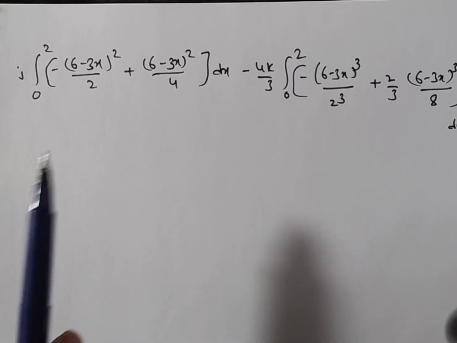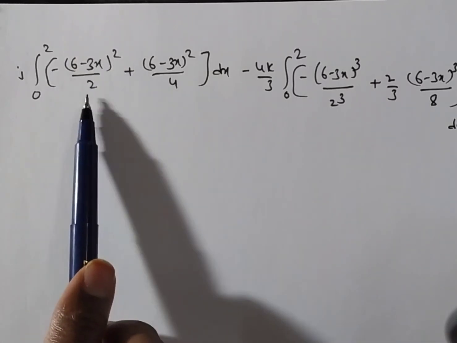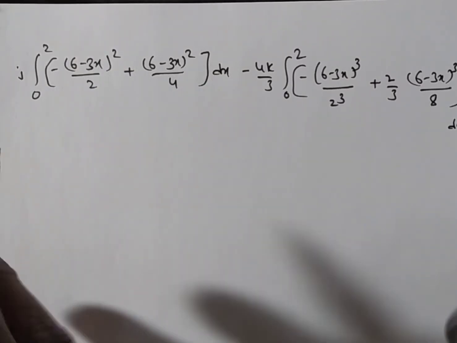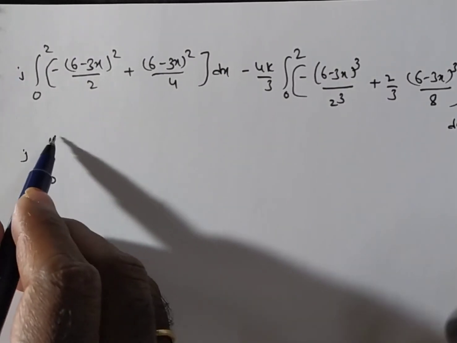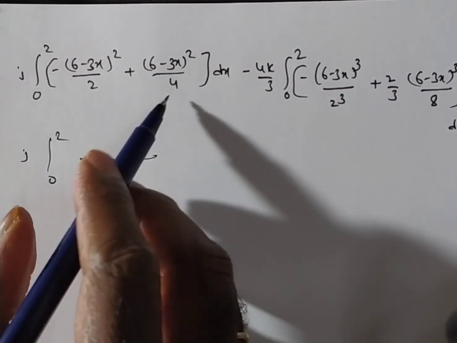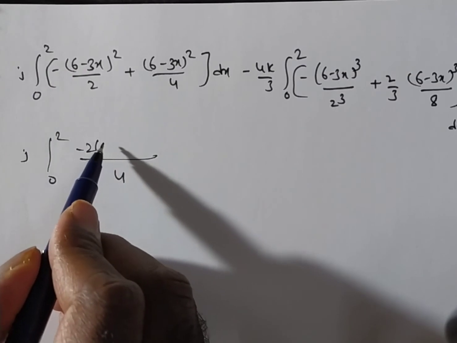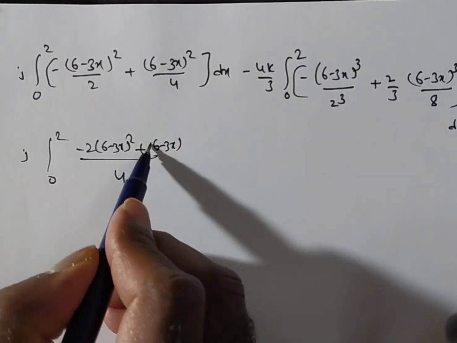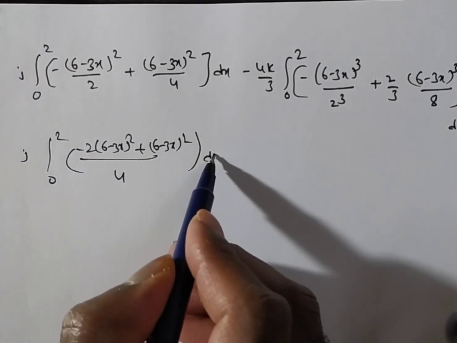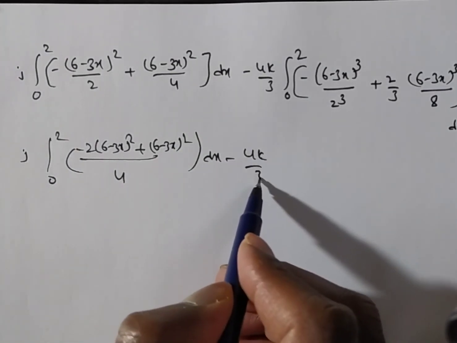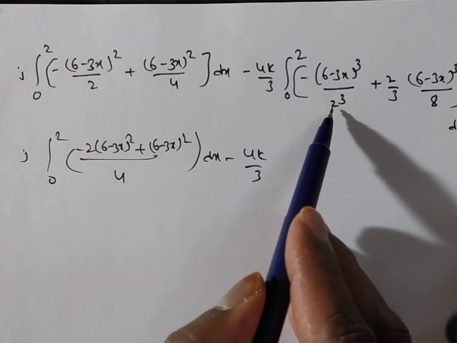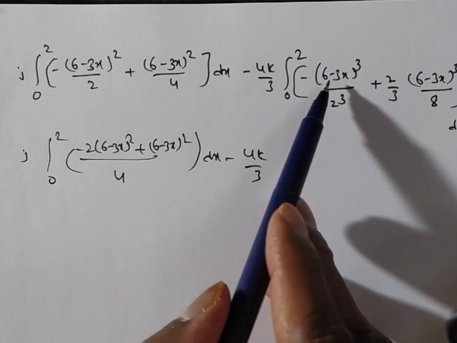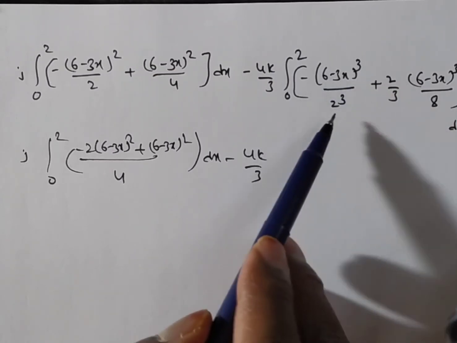Now here bracket square by 2, here bracket square by 4. So you can take LCM 4, integral from 0 to 2, LCM is 4. Then you will have minus 2 times of (6 minus 3x) whole square plus (6 minus 3x) whole square into dx minus 4k by 3 times of, here you have a 2 cube, which is nothing but 8. So (6 minus 3x) whole cube by 8 is common.